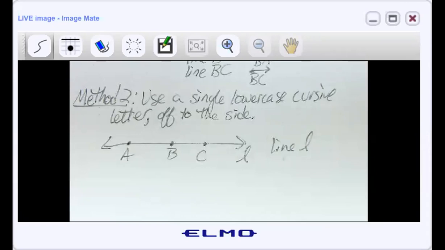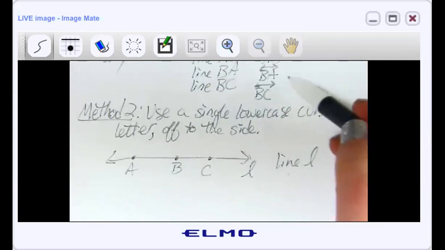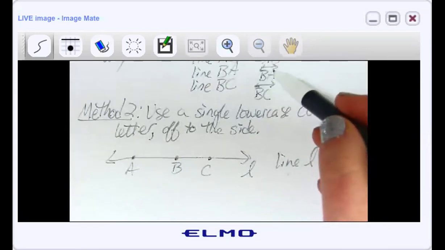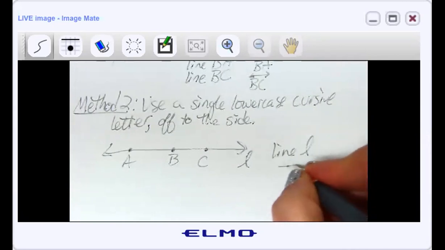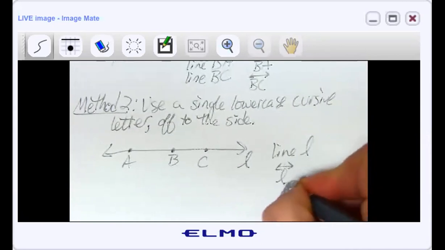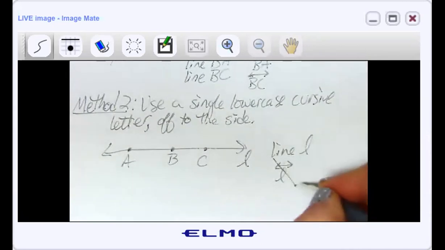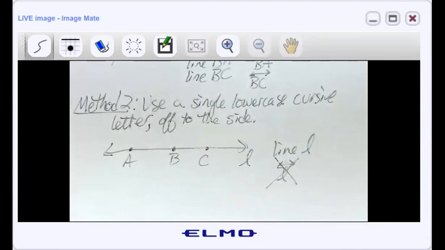Okay, one other thing that's weird is that we never use this notation if we're just using a single letter. So in other words, you're never going to see it written like this. No, you'll never see that. If you do, call me up and tell me because I've never seen it.